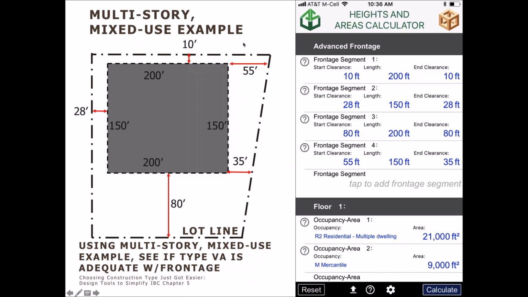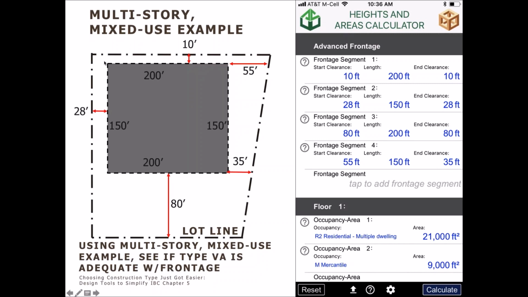So this again is in the advanced analysis mode. Now we're actually entering in our frontage segments. And again, a segment is just a length of exterior wall. So it's looking at first the north wall here, saying our starting clearance is 10 feet and our ending clearance is 10 feet.